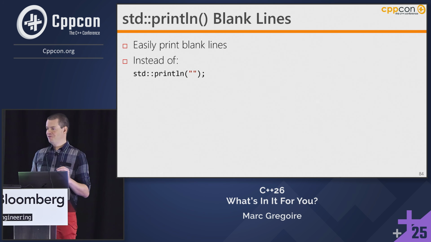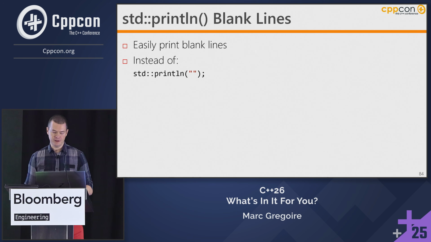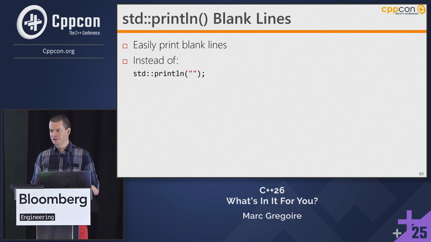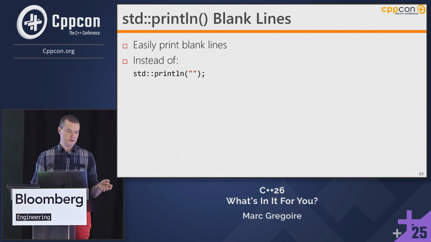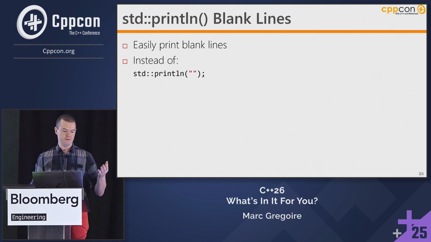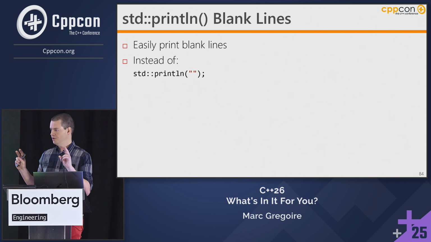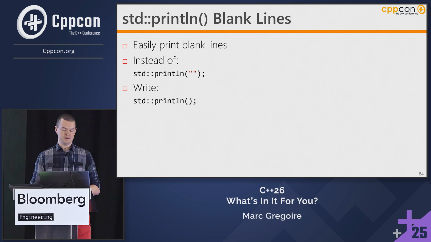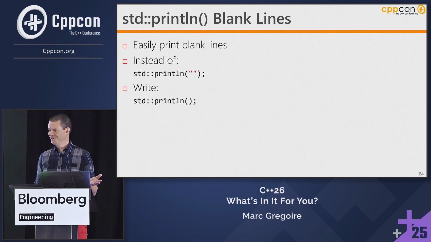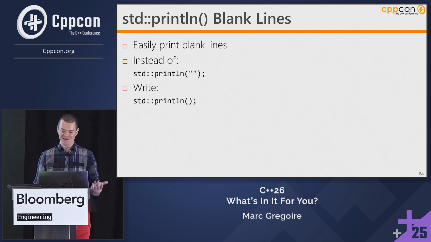C++26 introduces a very small little new feature. In fact, I was surprised it wasn't there at the time when they introduced println in C++23. If you want to print a blank line, up to now you have to do it like this, println, and specify empty quotes. In C++26, you can omit the empty quotes. Small feature, but I think it's very nice.